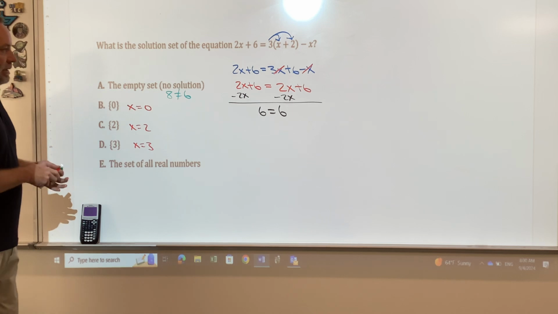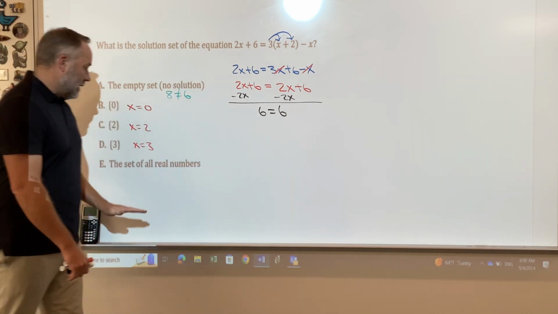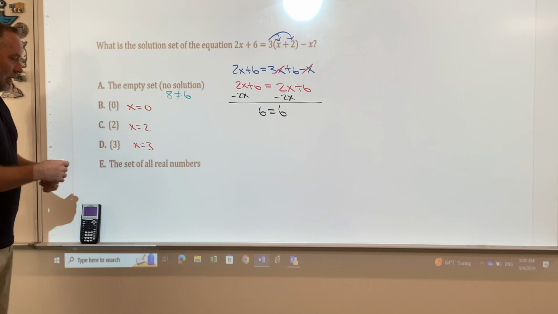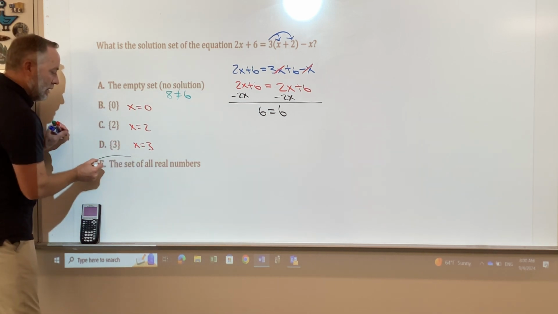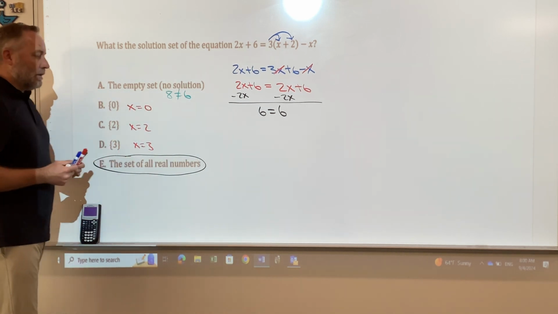But in this case, the left side equals the right side. So our answer is the set of all real numbers. In this case, select answer E.